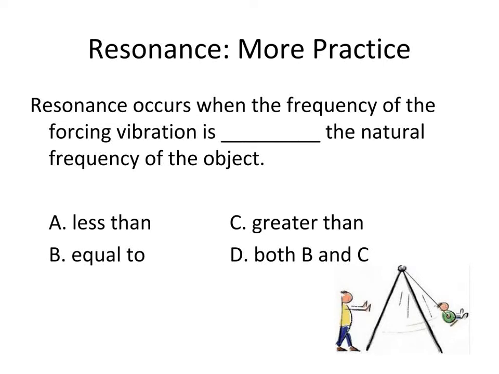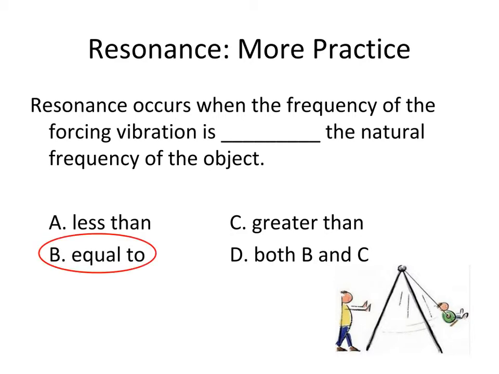So here we're going to talk about resonance in open air columns, but here's a little bit of review from forced vibrations and mechanical resonance. Resonance occurs when the frequency of the forcing vibration is equal to the natural frequency of the object. Those frequencies have to be equal.